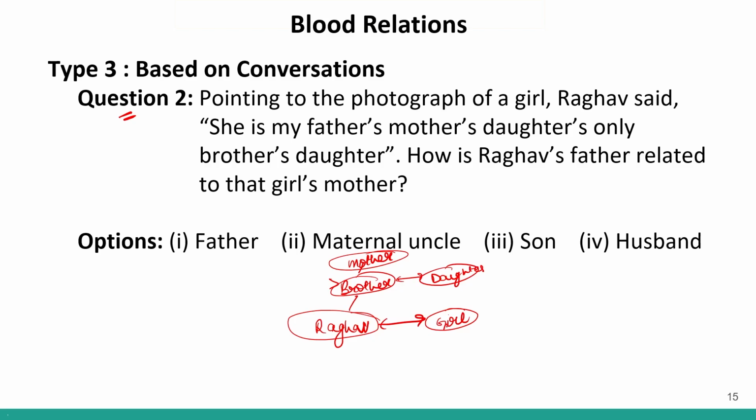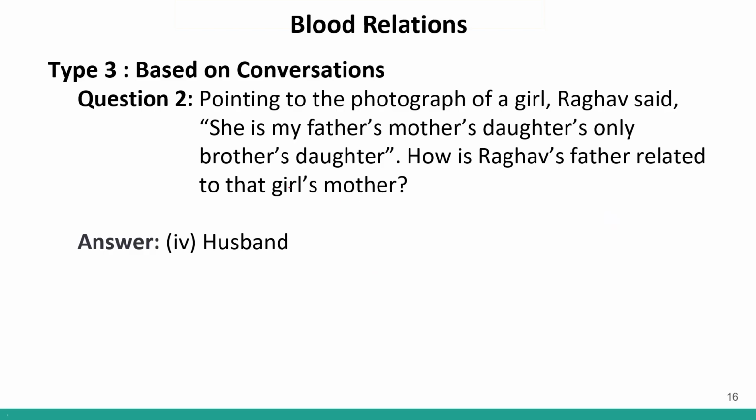So that means Raghav and the girl will be siblings. We have to find out how Raghav's father is related to that girl's mother. So the girl's mother is basically the spouse of Raghav's father, correct? So Raghav's father will be the husband of the girl's mother. The answer will be option number 4, husband.